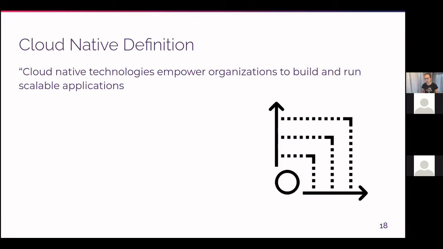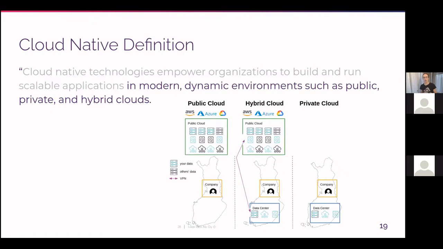So let's look at the cloud native definition. What is it even? Well, this is still on a very abstract level, but we'll get to some examples in a bit. So scalability is one of the first things. Cloud native technologies empower organizations like you to build and run scalable applications, okay, in modern dynamic environments, such as public, private, and hybrid clouds. And this is a source of confusion sometimes.